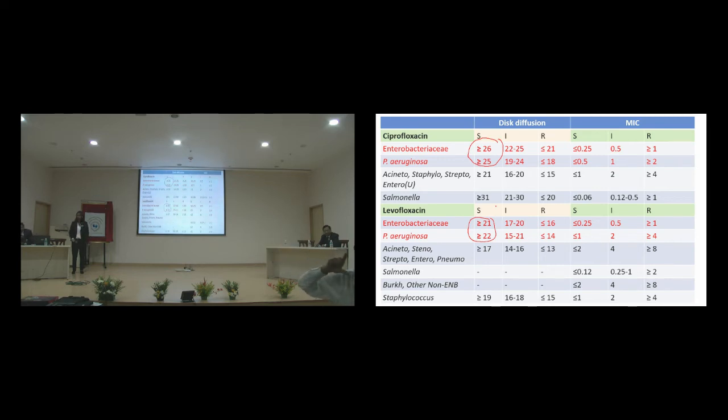First, before we know, people don't go to it, then we try to set the criteria in terms of what is sensitive and what is resistant. There's tremendous pressure from pharmaceutical industry to make it sensitive.